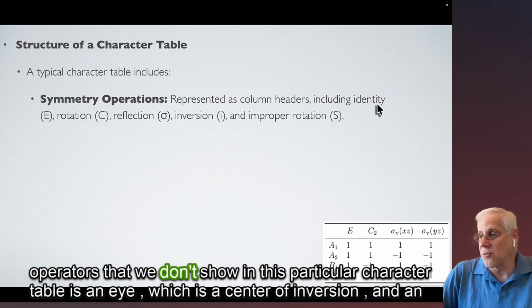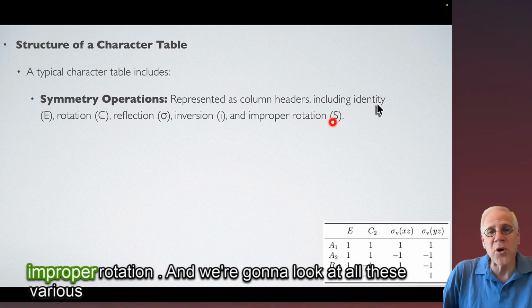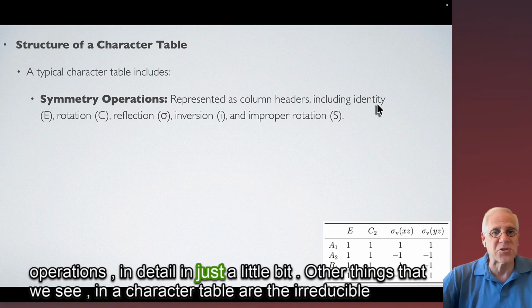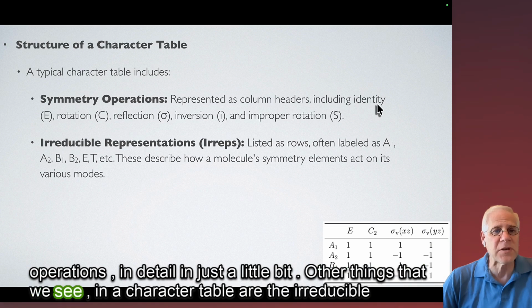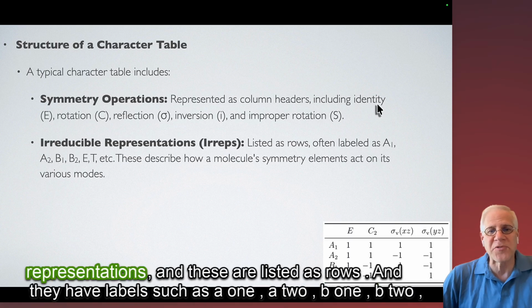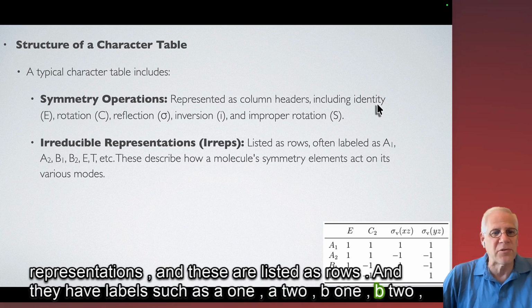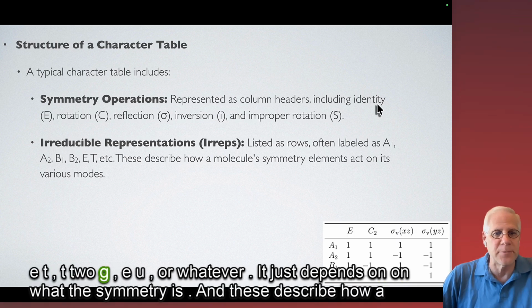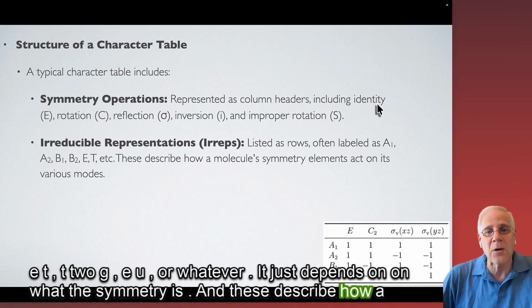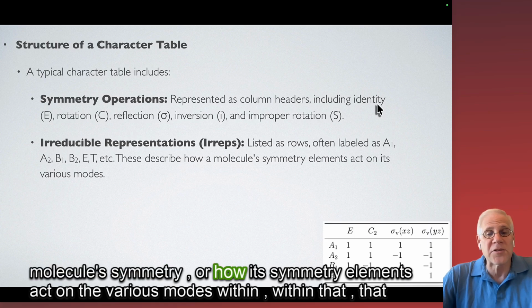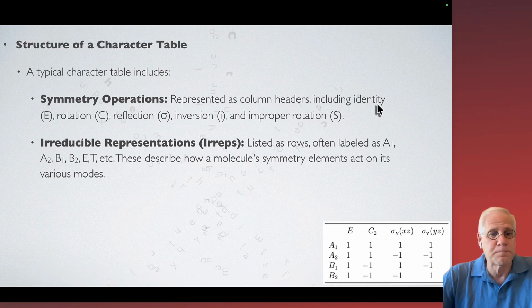A couple of operators that we don't show in this particular character table are an i, which is a center of inversion, and an improper rotation. And we're going to look at all these various operations in detail in just a little bit. Other things that we see in a character table are the irreducible representations, and these are listed as rows, and they have labels such as A1, A2, B1, B2, E, T2g, Eu, or whatever. It just depends on what the symmetry is. And these describe how a molecule's symmetry elements act on the various modes within that molecule.